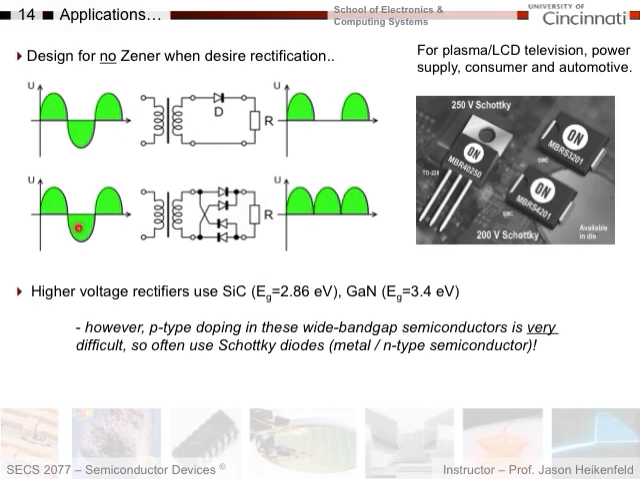Sometimes you have very high voltages for rectification. These are used in commercial LCD and plasma TVs and automotive applications. These are 250 volt Schottky rectifiers, meaning that they'll rectify up to 250 volts before they break down. And typically these higher voltage rectifiers use wider band gap materials like silicon carbide and gallium nitride. Again, wider band gap, harder to have ionization of an electron hole pair. So these increase your breakdown voltage. But again, remember with these materials, it's hard to do p-type doping, and that's why these are often Schottky diodes.